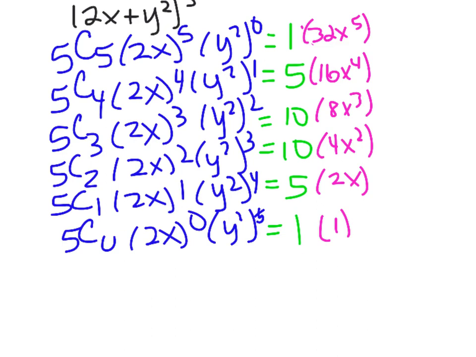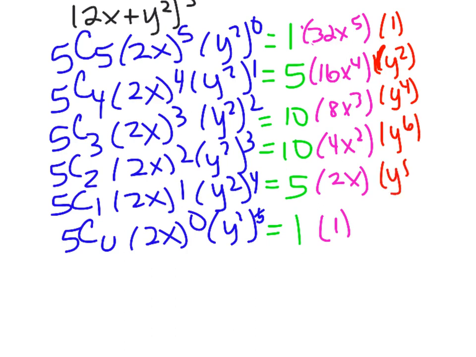Okay, and then we have y squared to the 0 is 1. y squared to the 1st is y squared. y squared squared is y to the 4th. Remember, power to a power, you multiply the powers. y squared to the 3rd is y to the 6th. And then we have y to the 8th, and then y to the 10th.